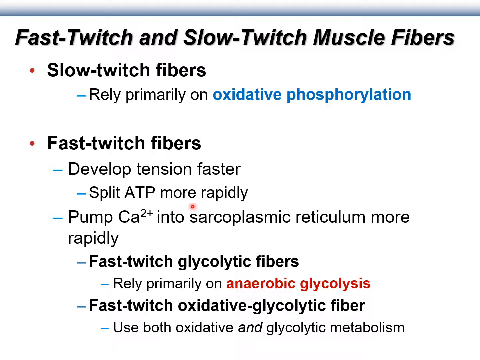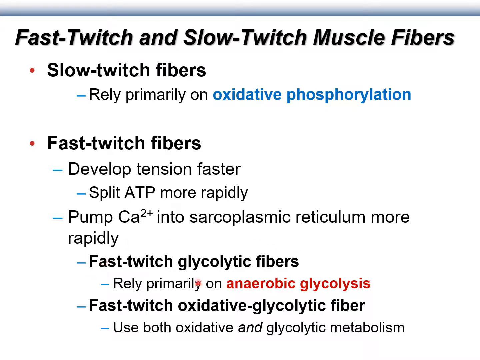The other neat feature about fast twitch fibers is that they have the ability to remove calcium rapidly from the cytosol, more so than slow twitch fibers. Maybe they have more calcium ATPases, or they have other mechanisms in addition to the calcium ATPase, but they can remove calcium back into the SR much more rapidly than slow twitch.